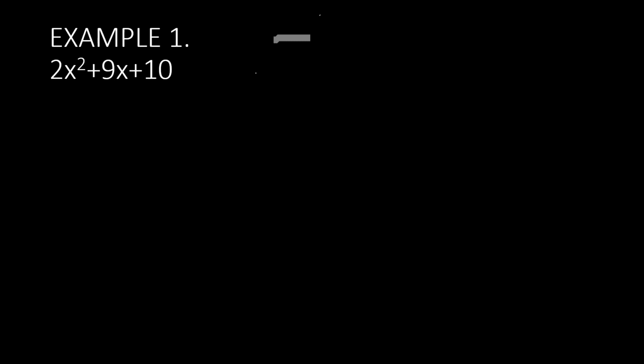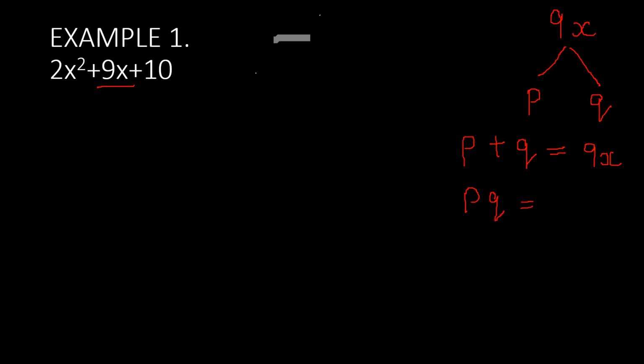The first step of this question is to find the middle term, that is 9x. Now split this 9x into two terms in such a way that the sum of these two terms should be equal to 9x and the product of these two terms should be equal to the product of the first term and third term of the given quadratic polynomial.